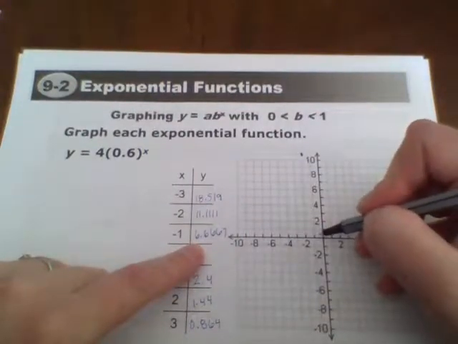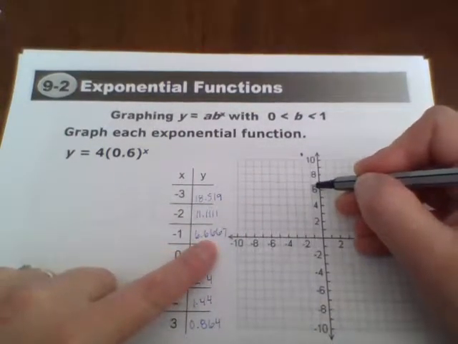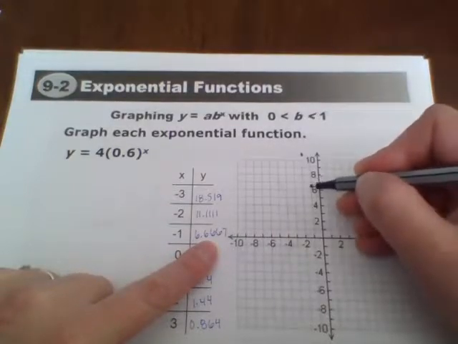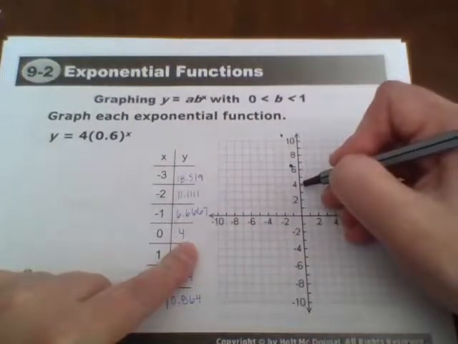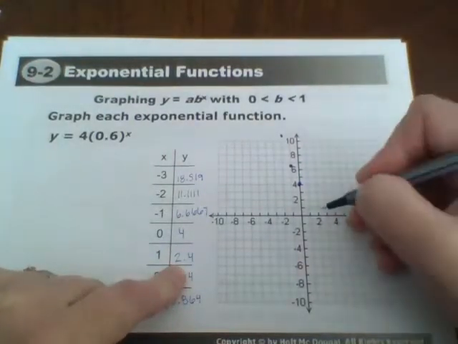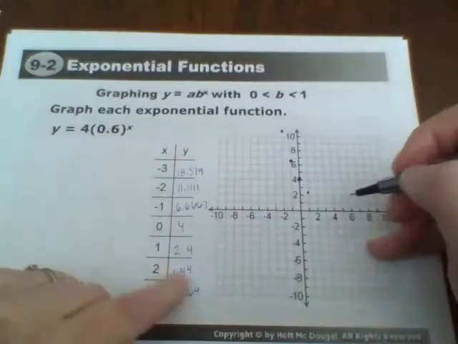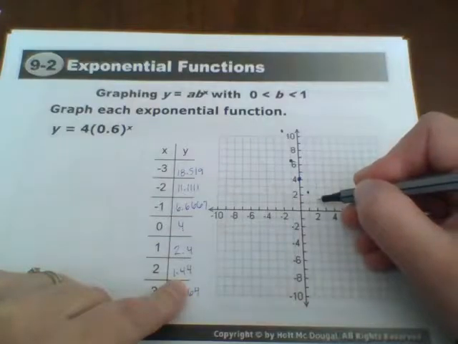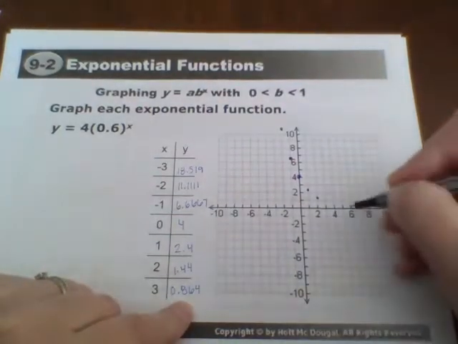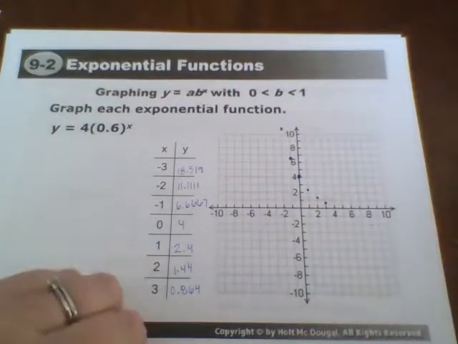But we can graph -1, 6, and notice it's 6.6, so it's a little bit more than half. As long as you're between 6 and 7, it should be fine to look at. 0.4 is one of our exact values. 1 and 2.4, so a little bit less than half. And then over 2 up 1 and a little bit less than half. And then 3 and almost to 1, but not quite.